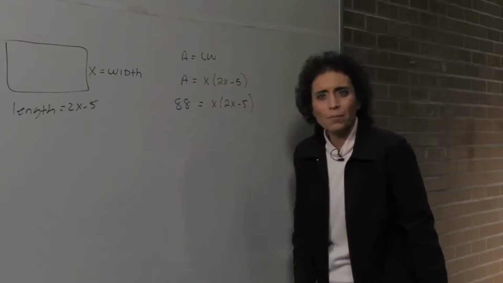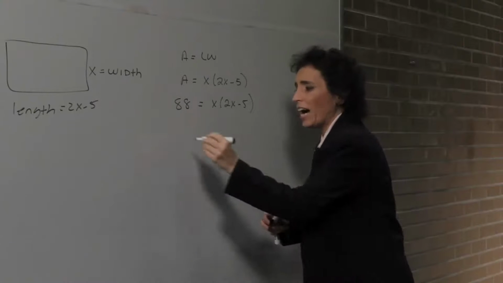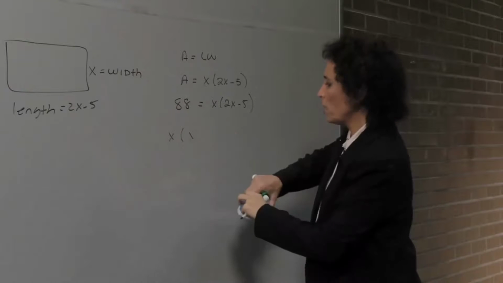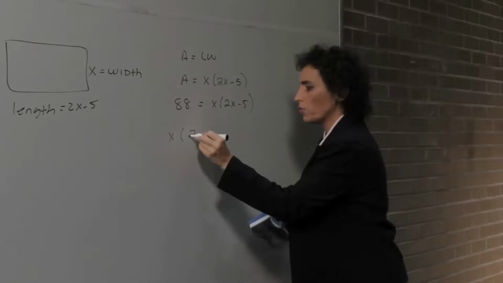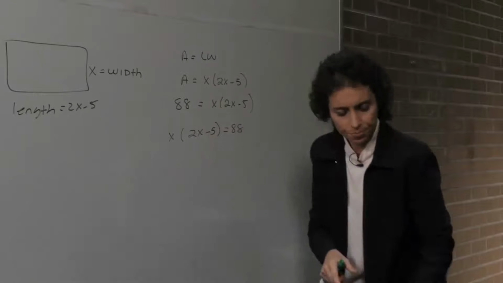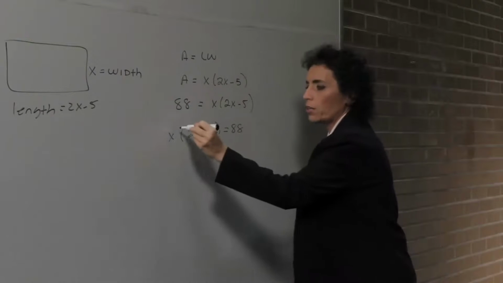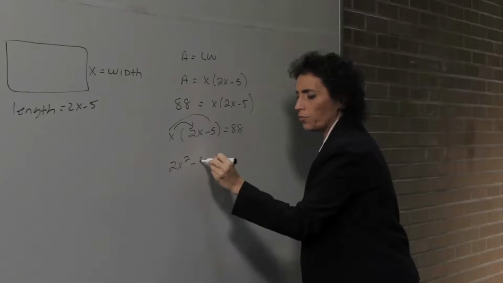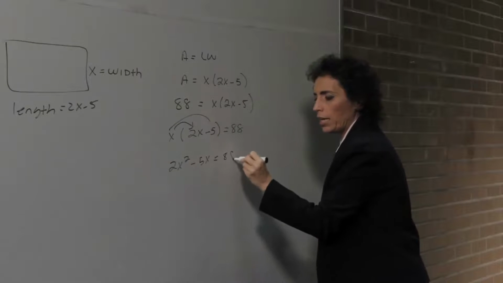I have to tell you, I'm getting another rash. This is just my thing. I like it to look like this. I like that number to be on the other side. So I'm just going to rewrite this. That's obviously exactly the same thing. Okay. And now I'm going to distribute because I don't know what's going on. 2x squared minus 5x equals 88.